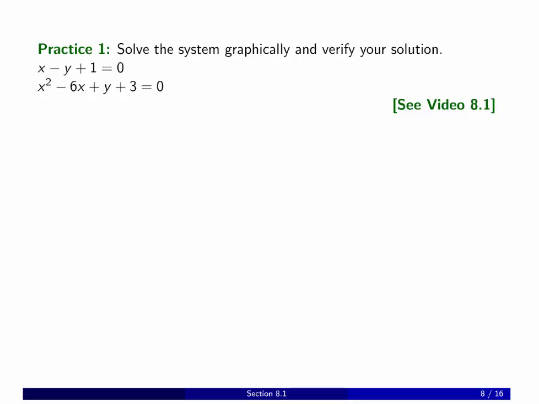So, very simple. Solve the system graphically and verify your solution. Those are the two lines. You can identify this as a linear quadratic system.